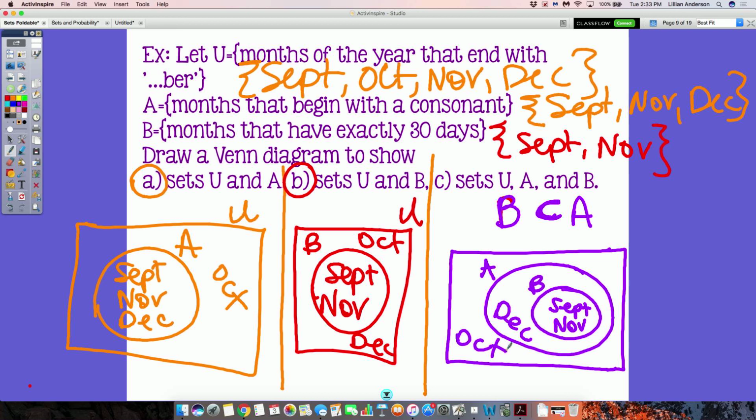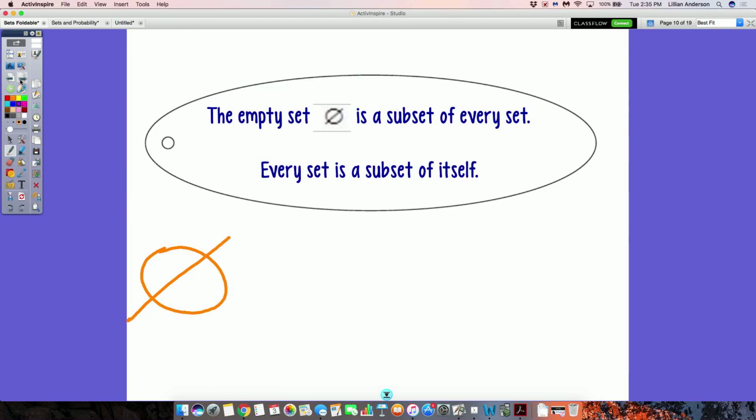Can you do one for subset? Like just draw a real quick picture? I'll put it in the same. It'd be the same circle. A little bit more vocab. An empty set, like I mentioned before, is actually a subset of every set. So this symbol also means empty set. Remember, this symbol as well means empty set, and every set is a subset of itself.